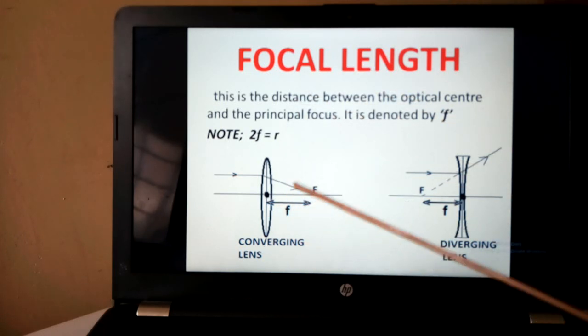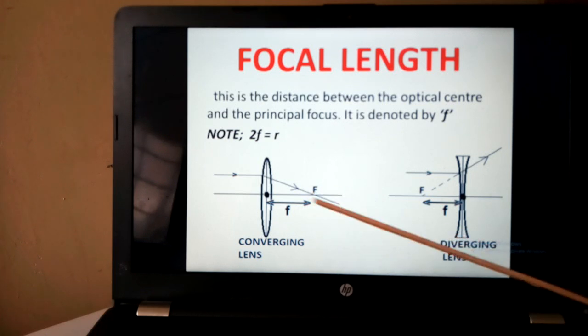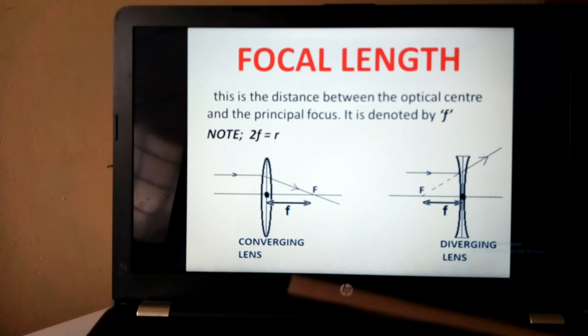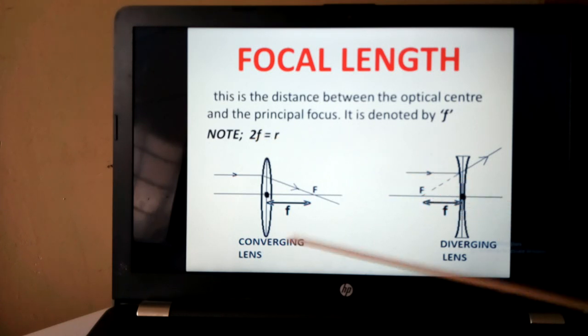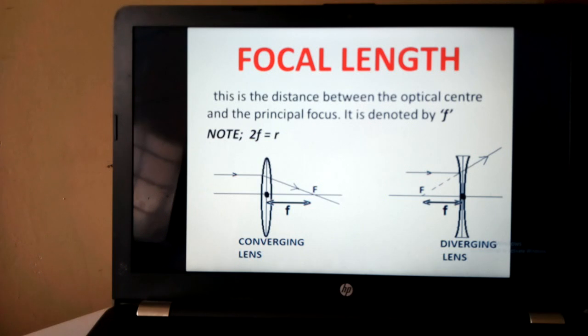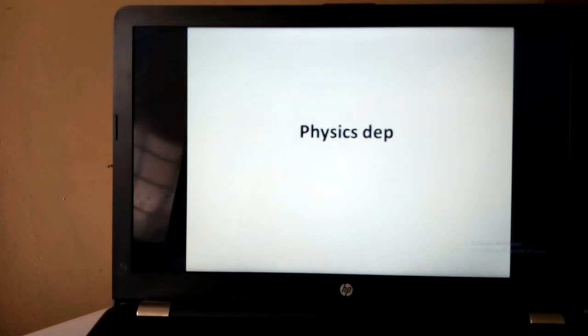The distance between the optical center and the principal focus is called focal length, denoted by small f. There is a relationship which you can prove: 2f is equal to r, where small r is the radius of curvature and small f is focal length. So capital F is a point, but small f is a length.